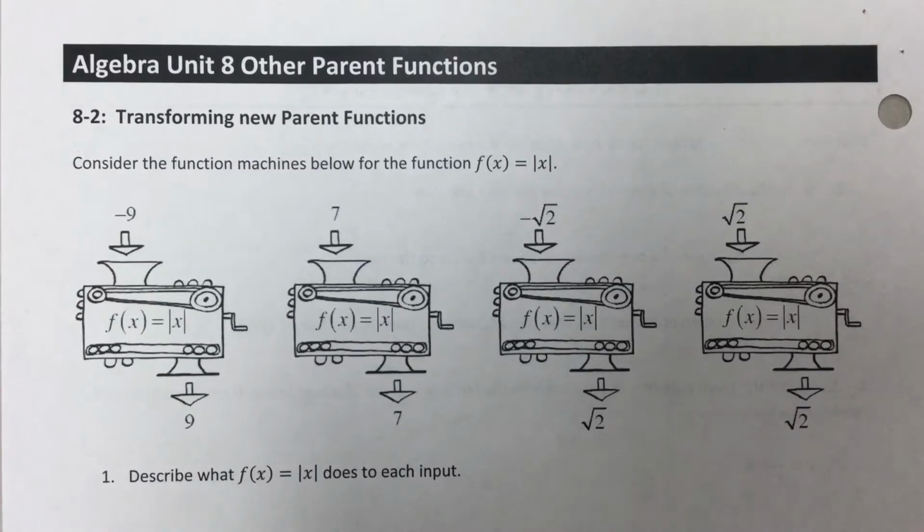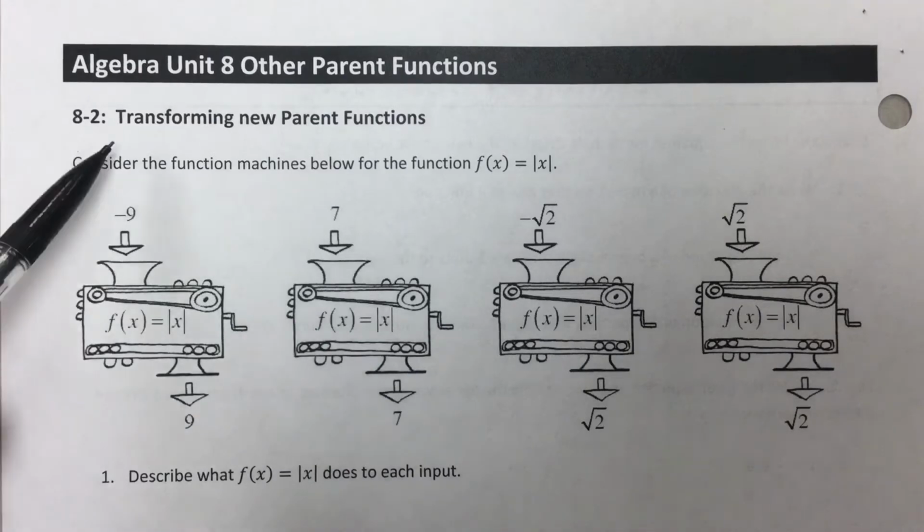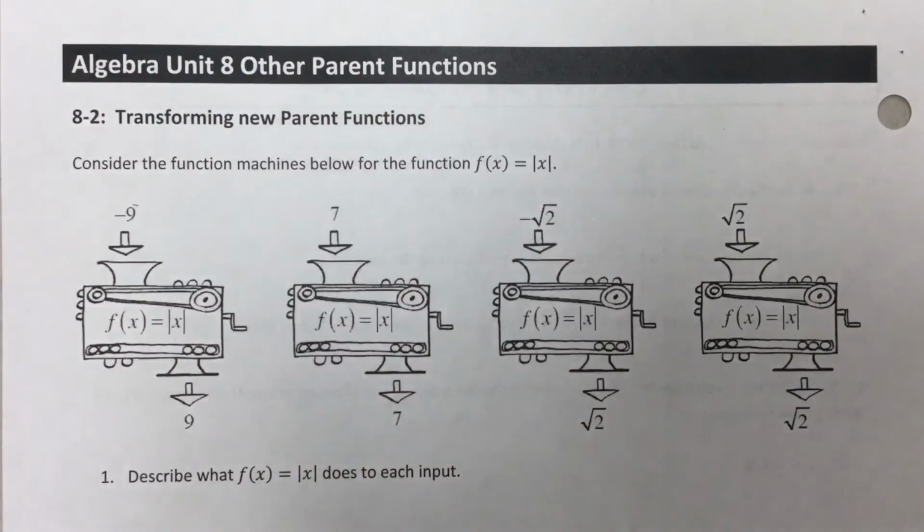Right, as we continue on with learning new parent equations, today we're going to first look at the absolute value equation, and then we're going to split up and look at a whole bunch of new parent functions. So this says consider the function machines below for the function f of x equals absolute value of x. Remember, these bars mean absolute value.